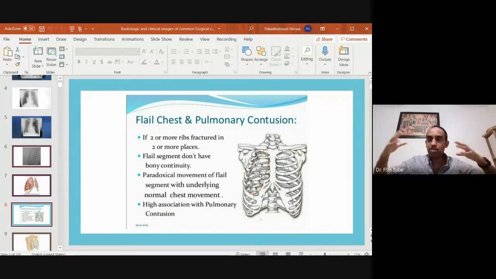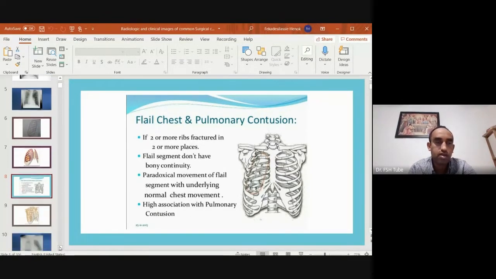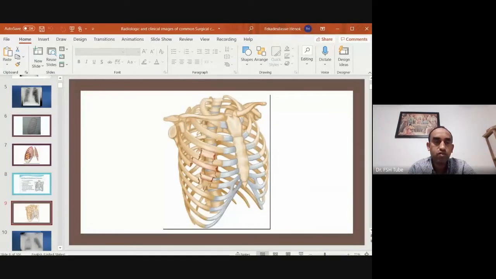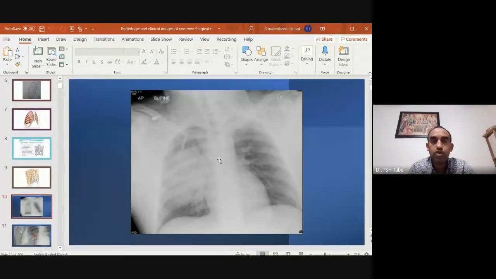It's supposed to expand, right? The chest is supposed to expand, but the flail segment is going to be pulled inwards during inspiration. During expiration, the intrathoracic pressure increases, right? So the flail segment will be pushed outwards. It was supposed to recoil with the rest of the thoracic cavity, but since there is no bone continuity and it's separate from the rest of the thoracic wall, it just gets pushed out. So that's what's meant by a paradoxical movement. High association with pulmonary contusion. You know it already, okay? Good. So this is another demonstration. What do you think is going on in this lung?